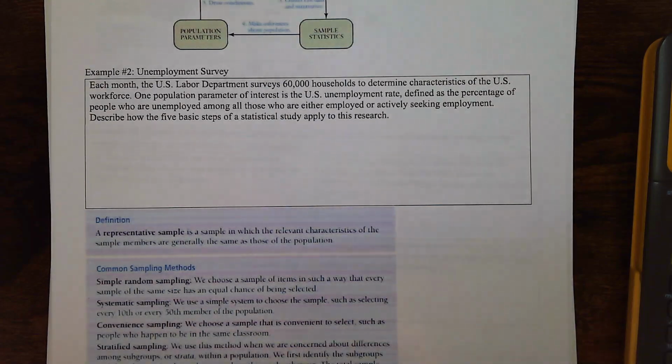Right, so let's look at this. We're going to look at the 5 basic steps of a statistical study to apply in research. So let's look at an example and I'll explain the steps.